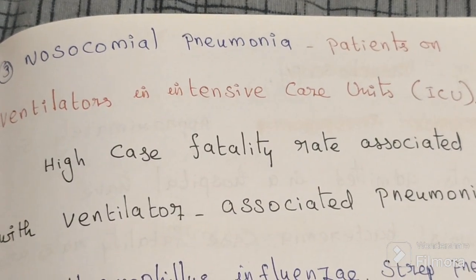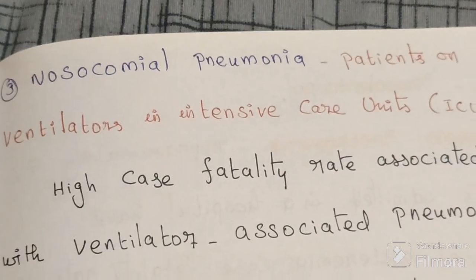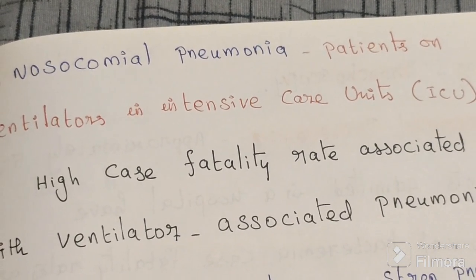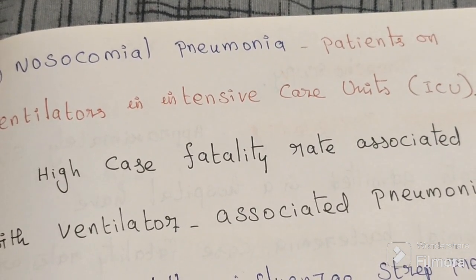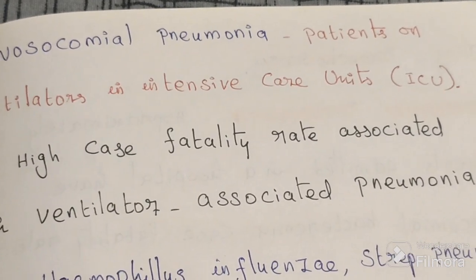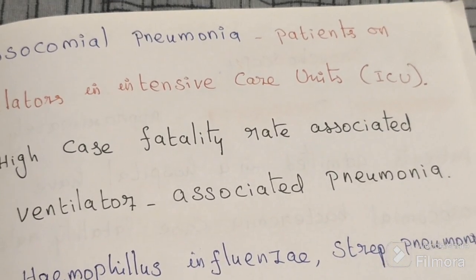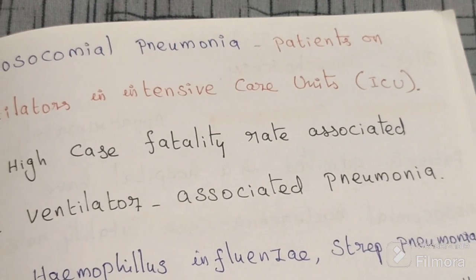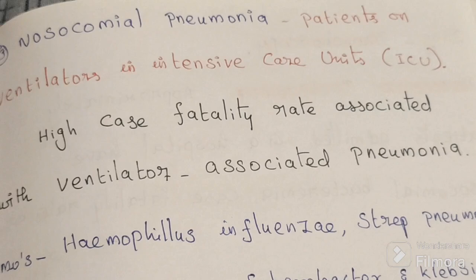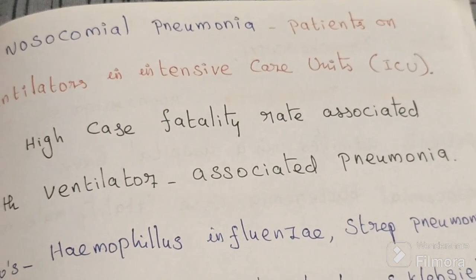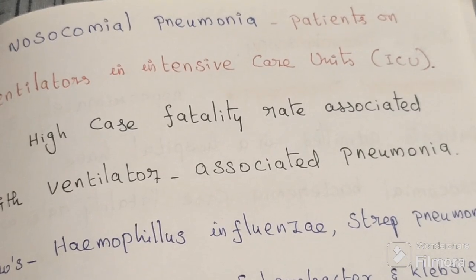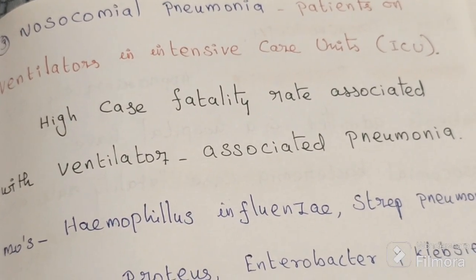The third one is nosocomial pneumonia. Nosocomial pneumonia occurs in several different patient groups and is quite common. Patients on a ventilator in the intensive care unit suffer from this type of hospital-acquired infection. There is a high mortality rate associated with ventilator-associated pneumonia.